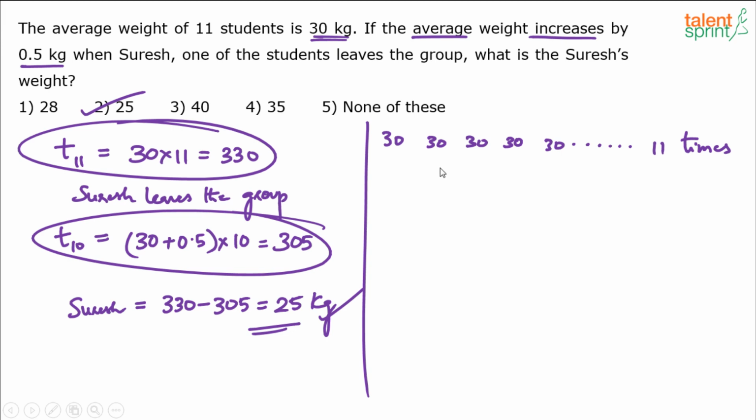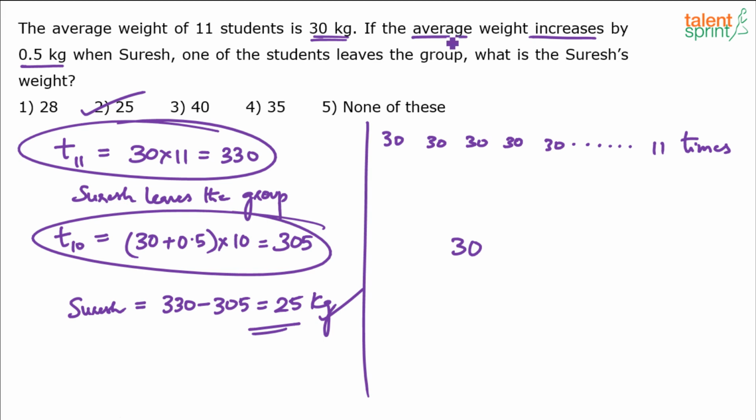Now, Suresh left the group. Remember, when Suresh was leaving the group, he was supposed to leave with how much? 30 rupees. Because according to average, Suresh had 30 rupees. So Suresh is supposed to go out with 30 rupees. But what happened?